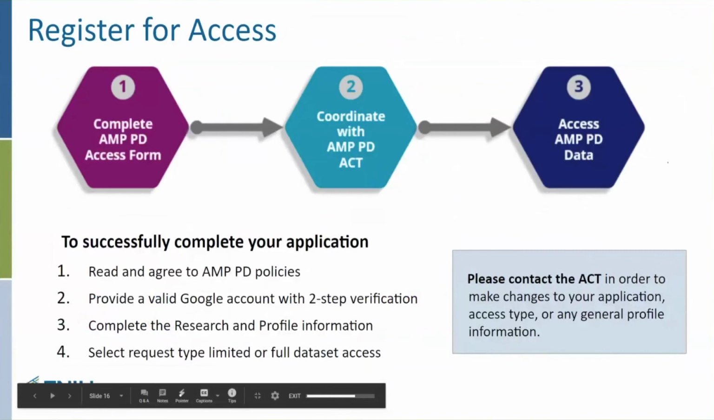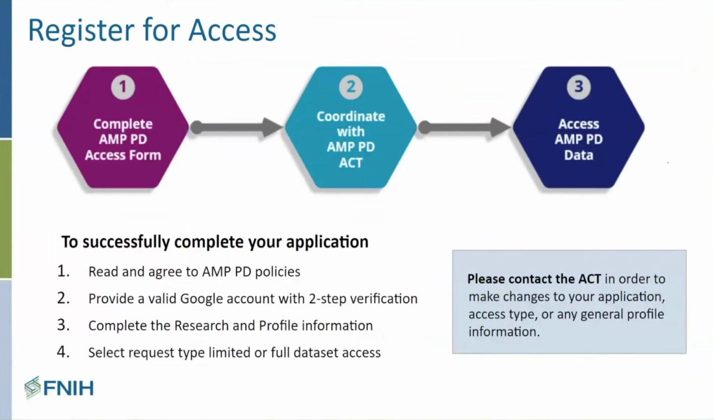And finally, for the application, the focus here is going to be on the process of submitting an application. The ACT will review and approve, and subsequently a member of the admin will make updates in Terra to provide access. A couple of key points to notate here are the requirements necessary to complete an application. A user must read and electronically agree to the AMPD data use agreement along with publication policy, provide a valid Google account via a Gmail or linked institutional or organizational account with two-step verification enabled.